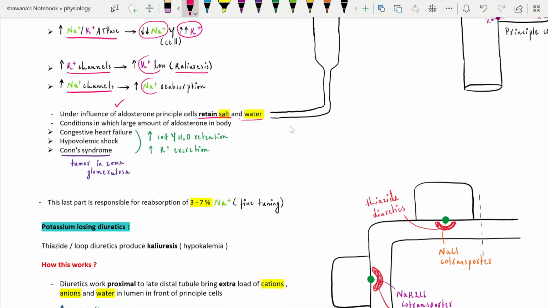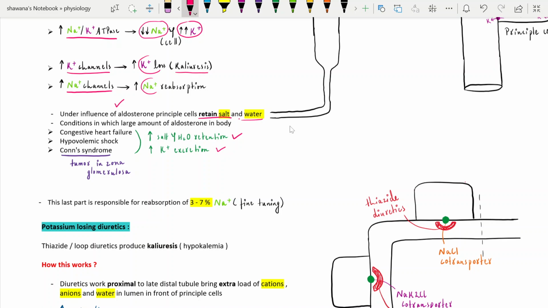And there are other conditions in which the aldosterone level increases in the body, for example, congestive heart failure, hypovolemic shock, and Conn syndrome. Conn syndrome is a tumor in the zona glomerulosa. All these conditions result in a high level of aldosterone in our bloodstream, which means that this aldosterone eventually comes to the principal cell, and the aldosterone receptor complex will activate the genes that are responsible for the synthesis of these proteins, and there will be an increase in the salt and water retention and potassium excretion.